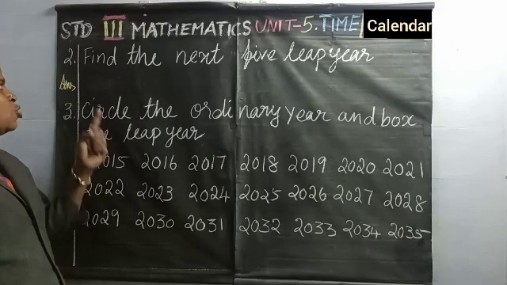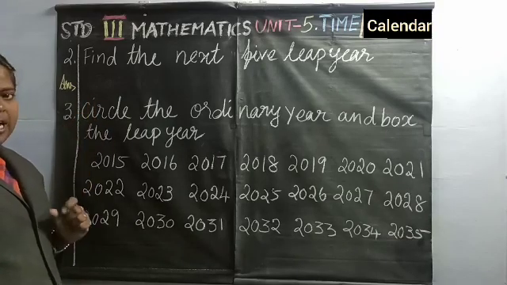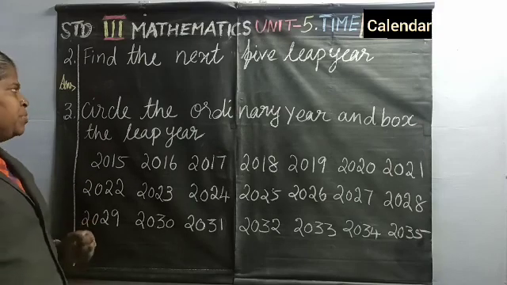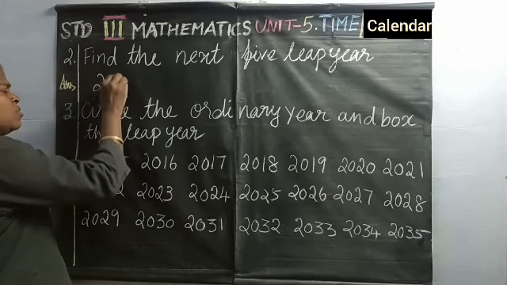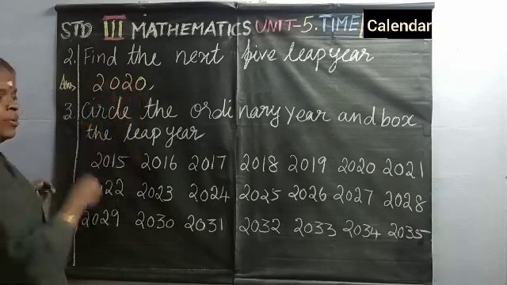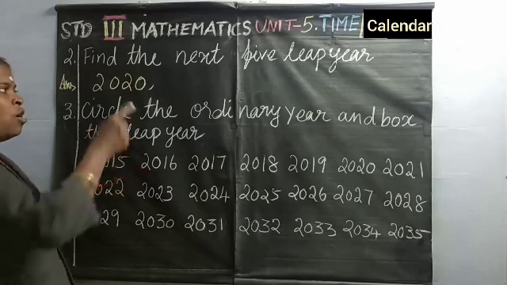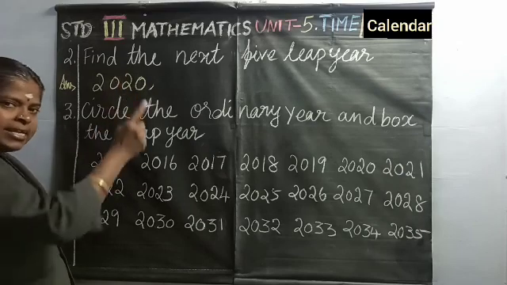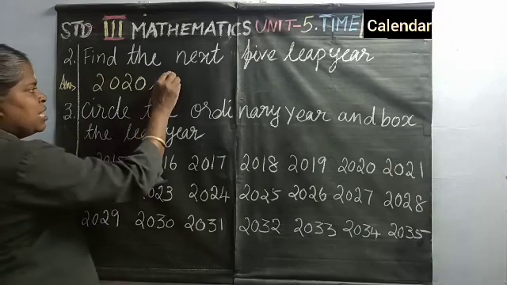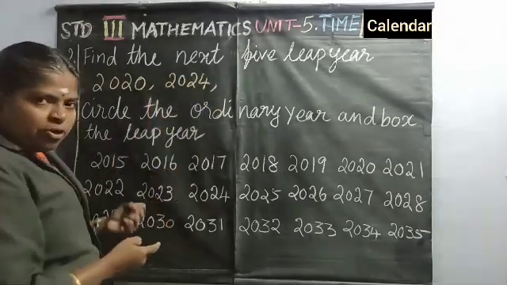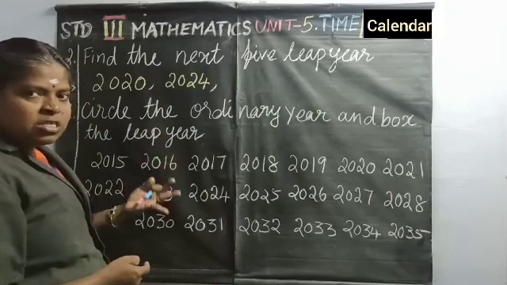So children, next one, find the next 5 leap years. We know 2020 is a leap year. Leap years occur once in 4 years, so we can add 4. What is the next leap year? 2024. So next, 24, 25, 26, 27, 28.